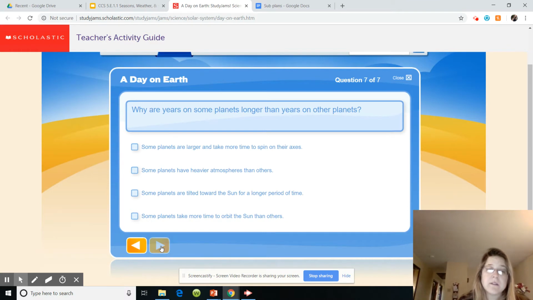And why are years on some planets longer than years on other planets? Some planets are larger and take more time to spin on their axis. Some planets have heavier atmospheres than others. Some planets are tilted towards the sun for a longer period of time, or some planets take more time to orbit the sun than others.